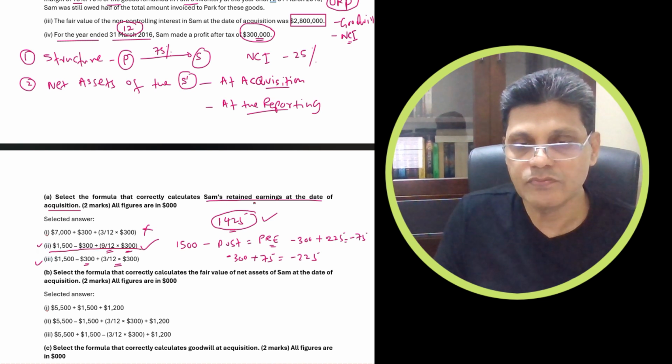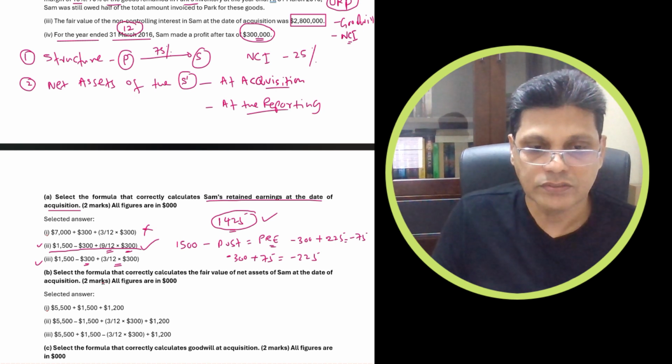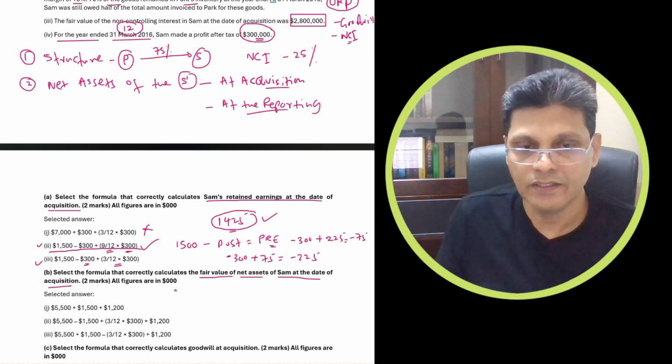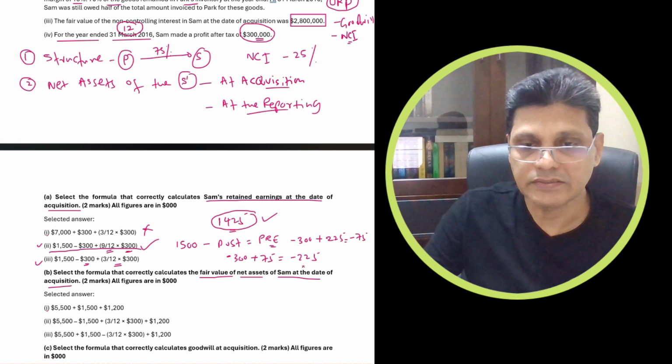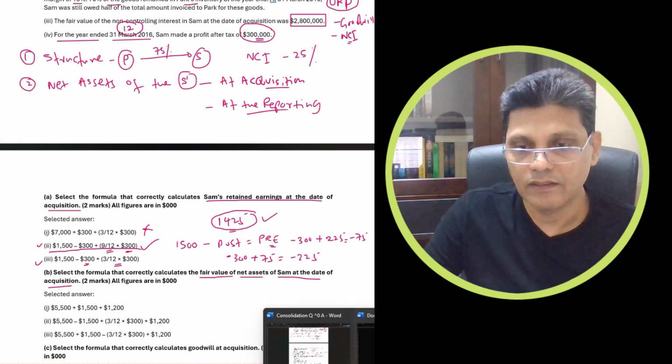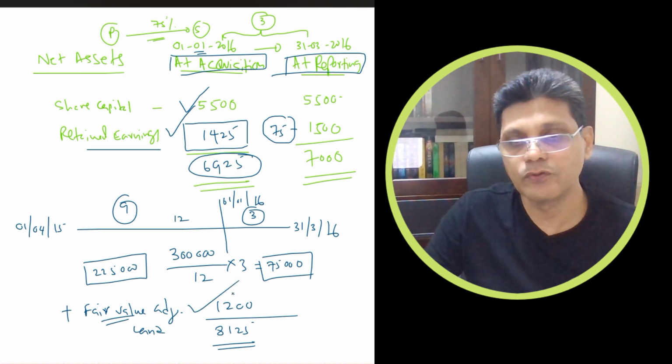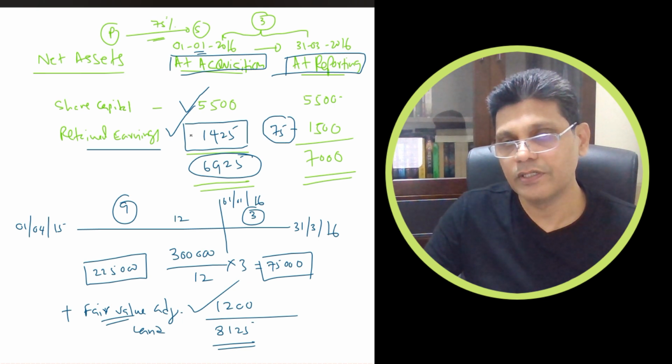Okay. So this is Sam's retained earnings at the date of acquisition. Now the second part: select the formula that correctly calculates the fair value of net assets of SAM at the date of acquisition. Fair value of net assets, that also we calculated in our second step, which is we took share capital 5.5 million, retained earnings of 1,425,000 plus the fair value adjustment of 1.2 million. But when you take this, you deducted from the reporting date retained earnings the post profit for 3 months. That's how you arrive at this number.